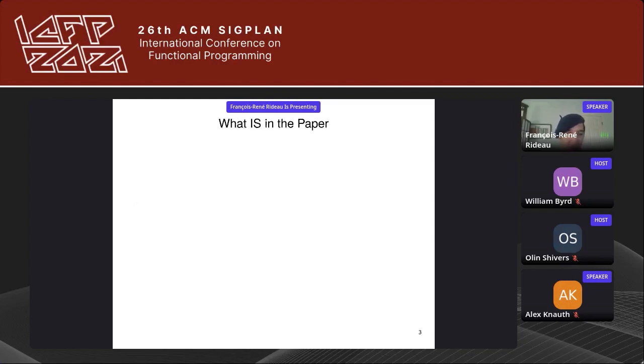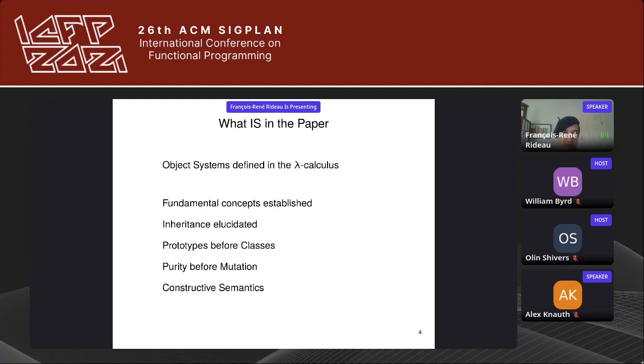The paper has a series of definitions of object systems of increasing sophistication. And these definitions can be usable, but they're also mostly used to illustrate fundamental concepts in object orientation. So what are the concepts? What does inheritance mean? What are prototypes and what are classes? And we'll argue in this paper that prototypes are more fundamental than classes. And so we do everything with prototype first and then with classes.